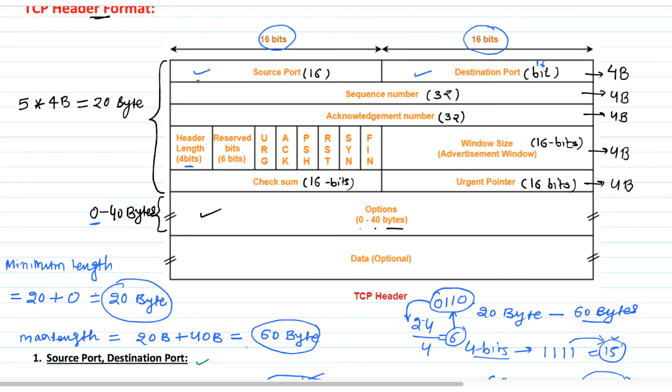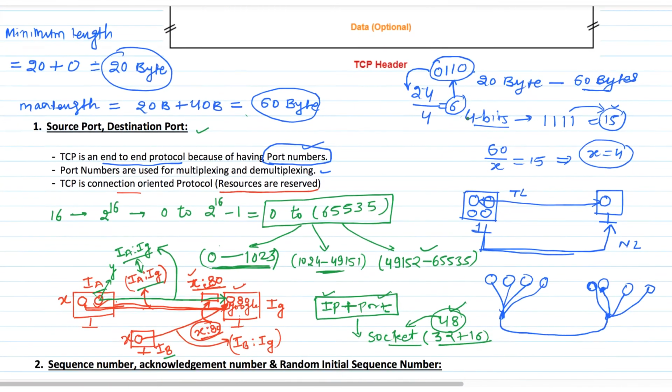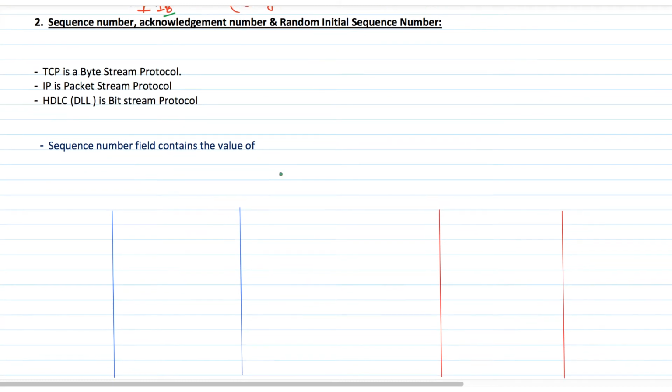that is the second row, which is all about the sequence number, which is a 32-bit field, and the acknowledgement number, which is also 32-bit long. So let's discuss sequence number, acknowledgement number, and random initial sequence number. As we know that TCP is a byte stream protocol. So byte stream means we are going to assign a sequence number for each byte. This is called byte stream.